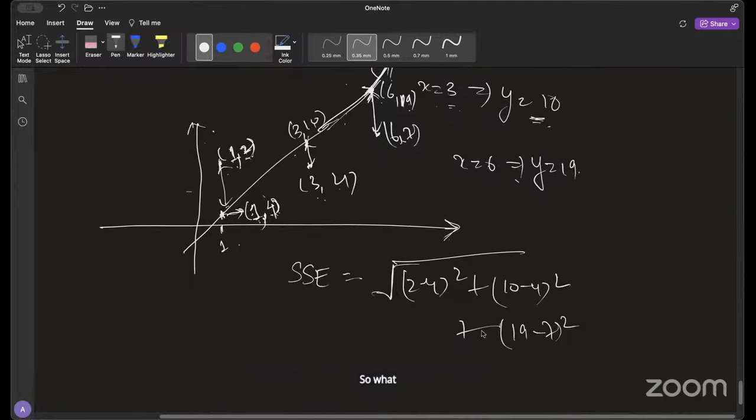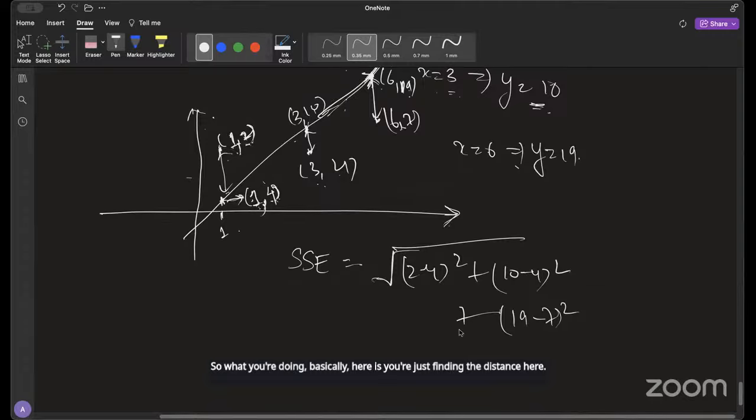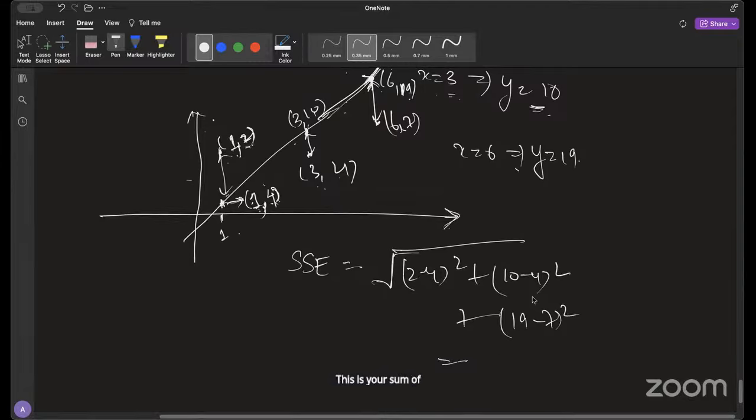So what you're doing basically here is you're just finding the distance. This is your sum of squared errors. That's it. This is how you find the sum of squared errors of this line and the data that has been given to you.